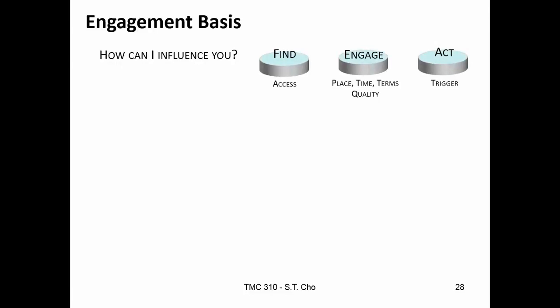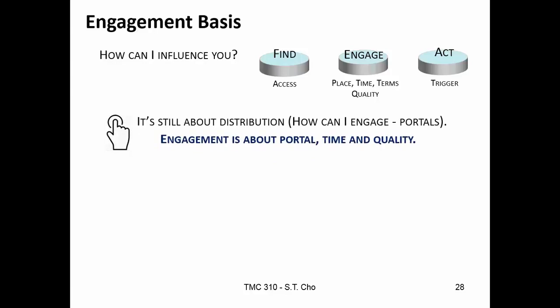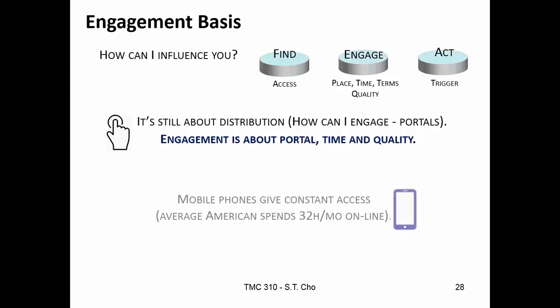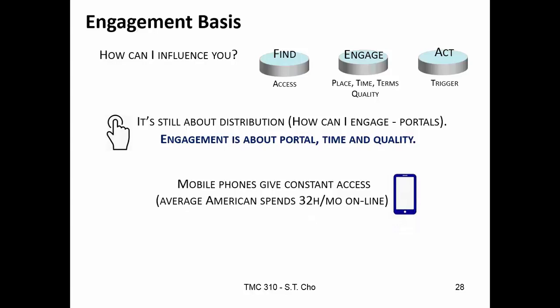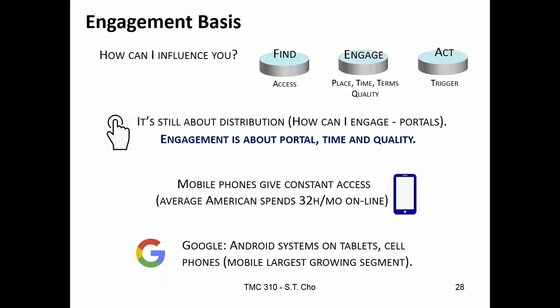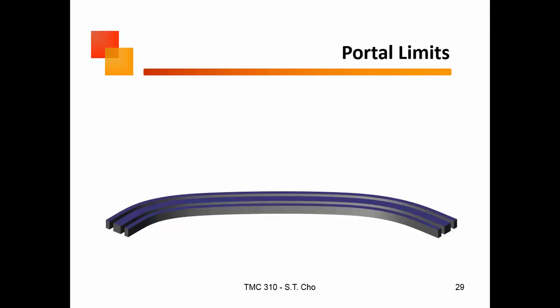I need to find, engage, and act. Finding you is about how I grant you access, engaging you is about the terms and the quality of it, and acting is about triggering. So it's still about distribution. It's the portal, the time, and the quality. This is why mobile's so powerful, because it's pretty much on 24/7. Google, part of the reason why they also developed their Android systems is because they want to be on different formats and different systems.